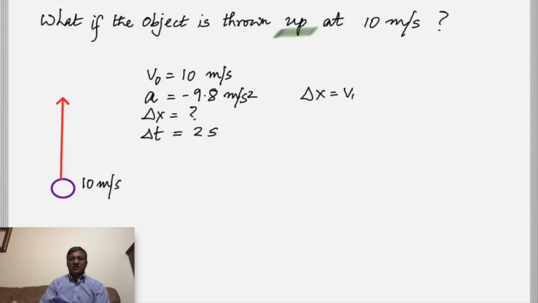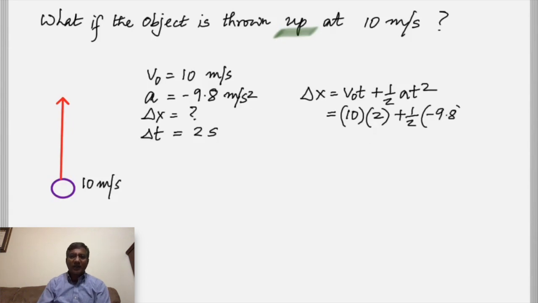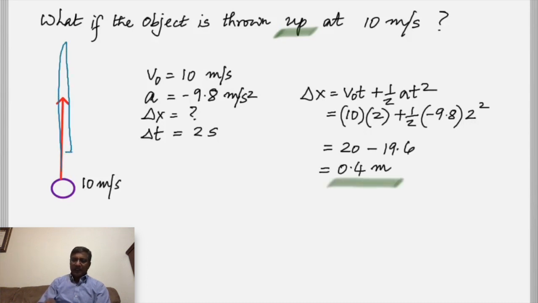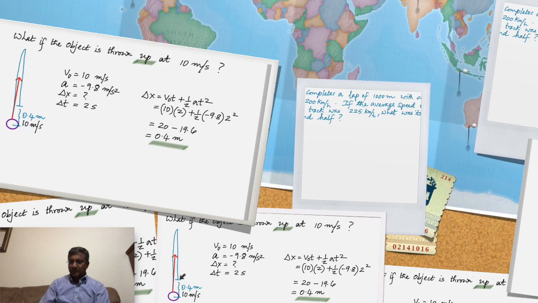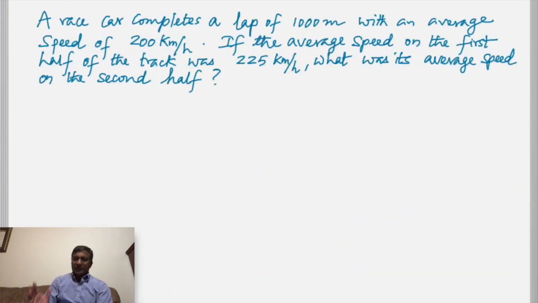Alright, so the same equation is used. And when you plug it in, you get 10 times 2 plus 1/2 times negative 9.8 times 2 squared, which is going to give a real small displacement of 0.4 meter. Now what does it mean? Look at that. So you throw it from here vertically up, it goes up, and in 2 seconds it reaches somewhere here. So the displacement is this much. See, that's the displacement. The displacement is small, it's positive 0.4 meter. I hope you understand that.